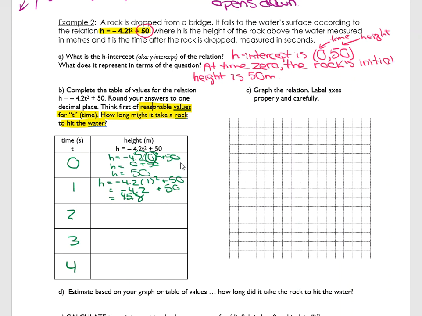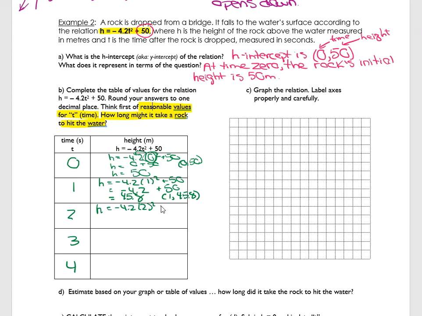So the first coordinate we have here is (0, 50). At time 0, we're at 50. At 1 second, our coordinate is 45.8. Well, where's the rock after 2 seconds? Now, this isn't linear, which means it's not just going to be the same distance below again. This is quadratic. Negative 4.2, sub in a 2.